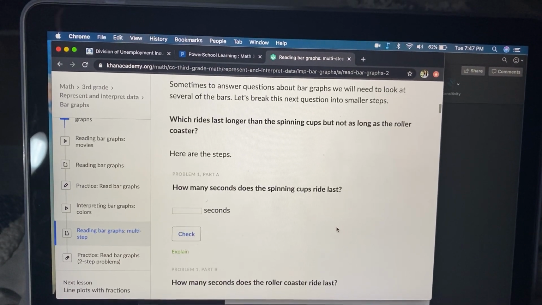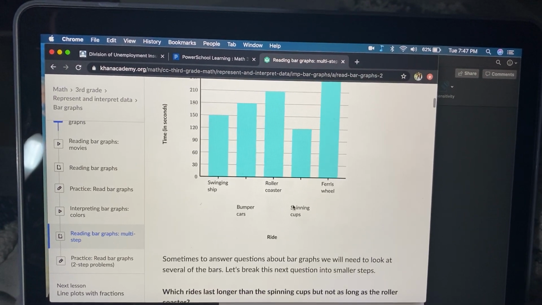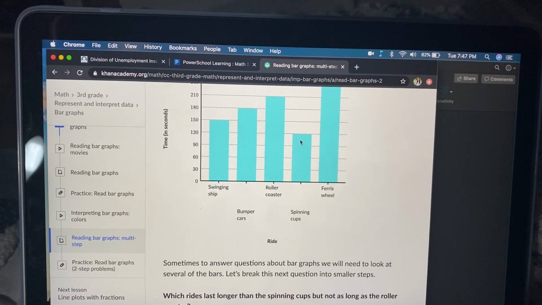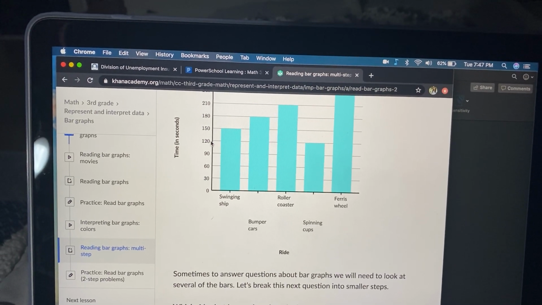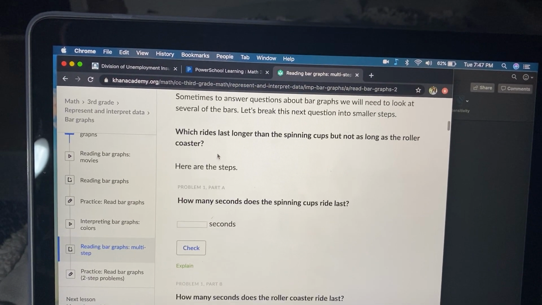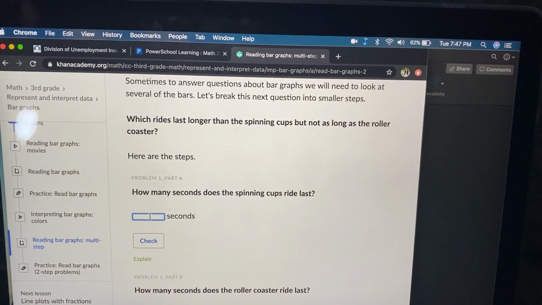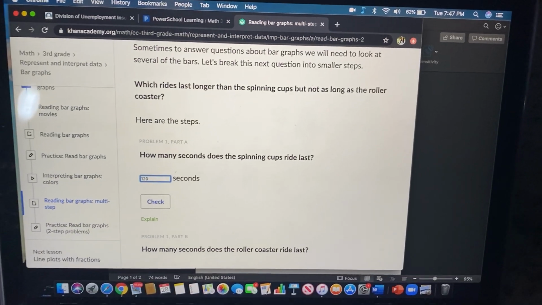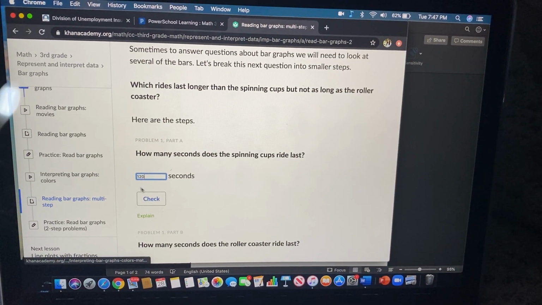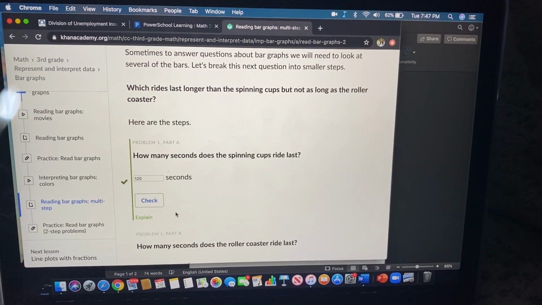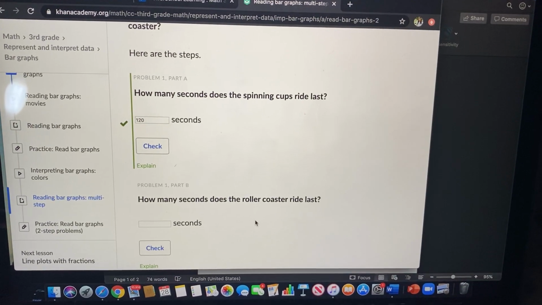So the first question here is saying, how many seconds does the spinning cups ride last? So looking at spinning cups, we look up here and we drag the mouse across. What's our number? 120. So we're going to type in 120. And let's see if we're right. Check. Yep. Alrighty. The next one says, how many seconds does the roller coaster last?